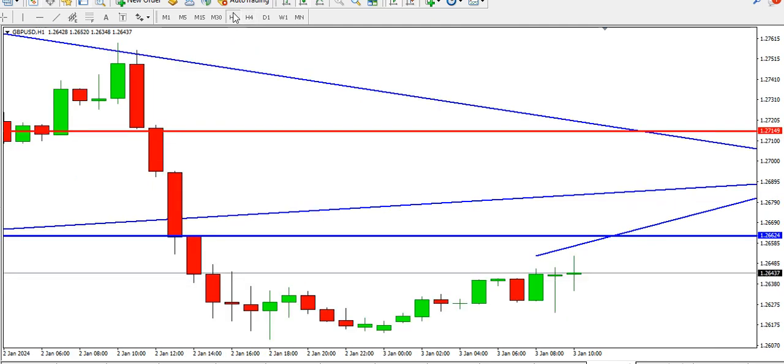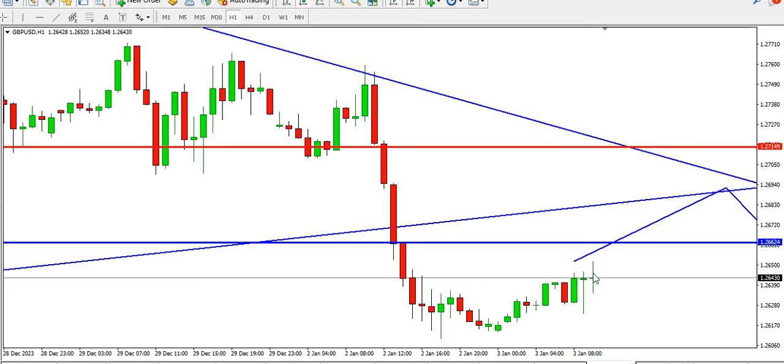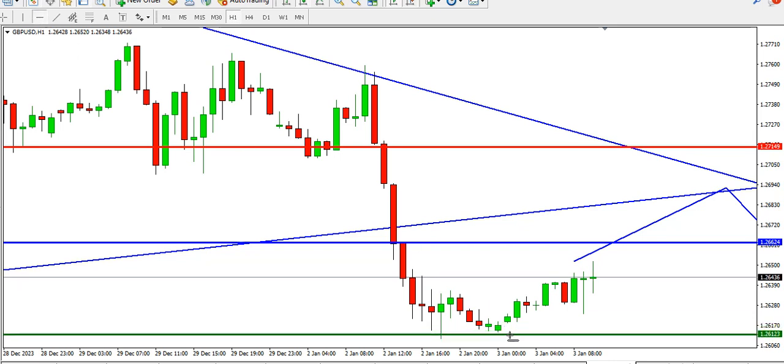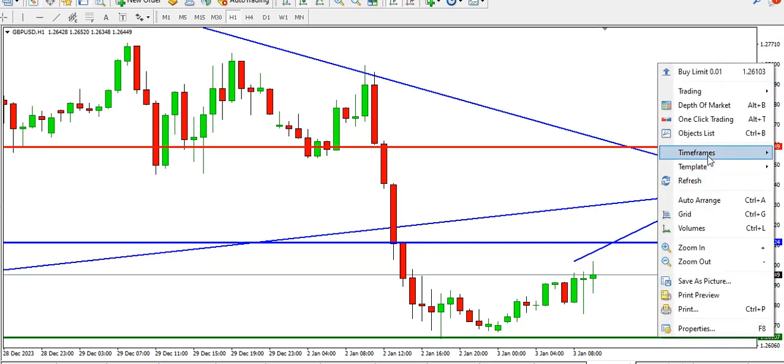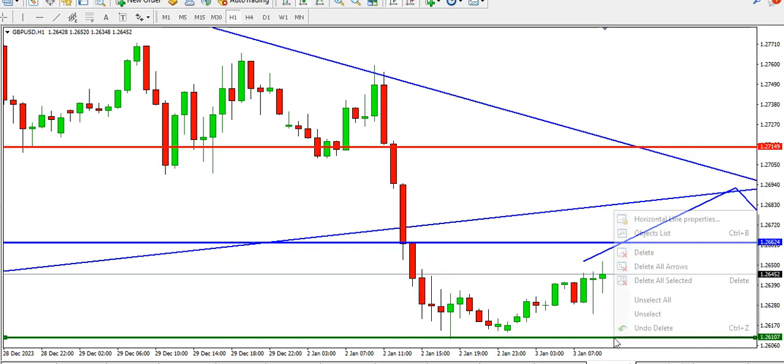On the 1-hour time frame, what do we have? Price is ranging on the 1-hour time frame. We have the pivot at 1.26624. Price might get to the pivot and start to drop. A break below the recent low, which is at 1.26107, will signify a break of structure for GBPUSD.